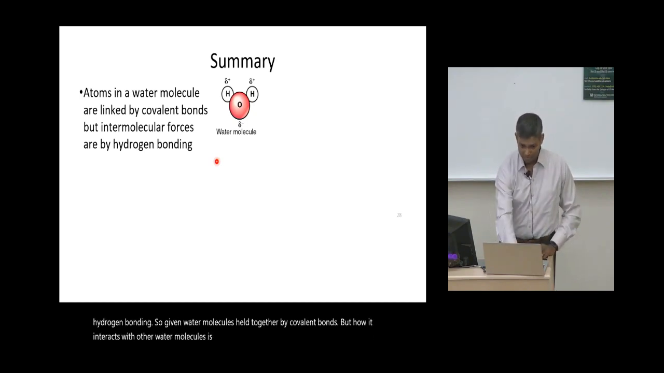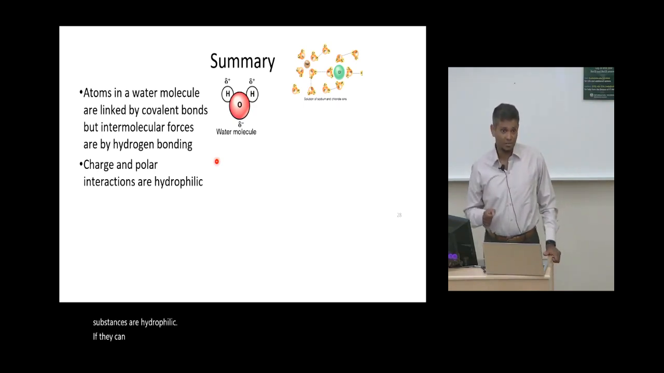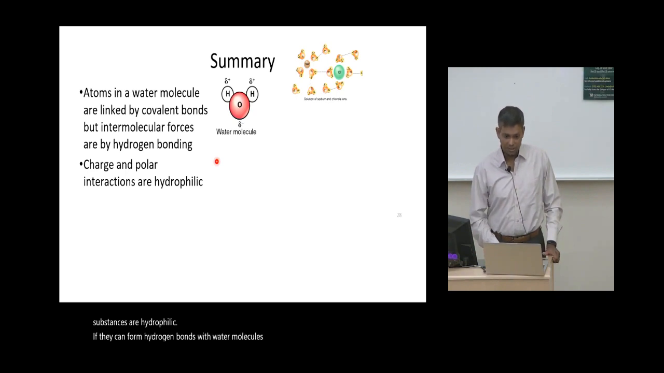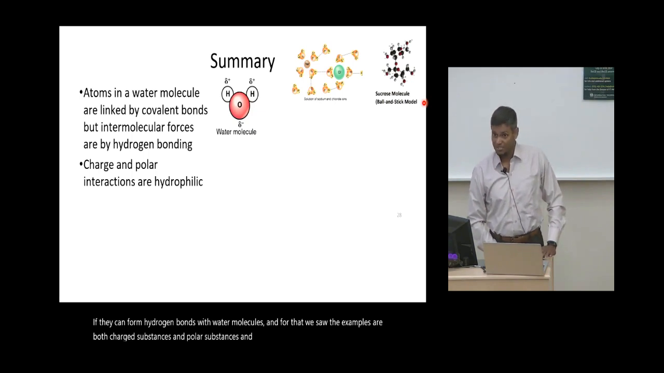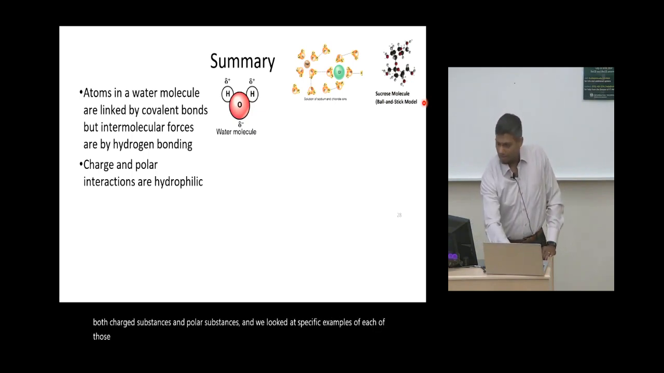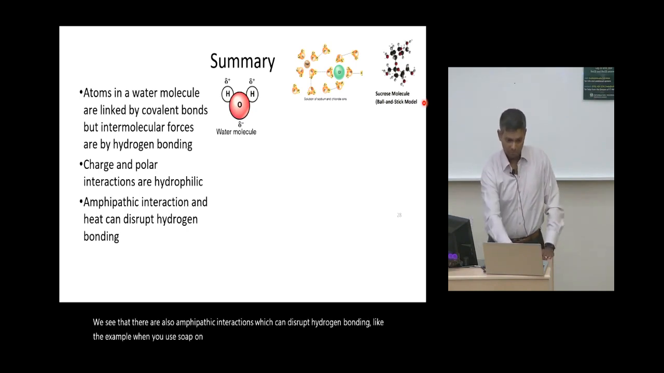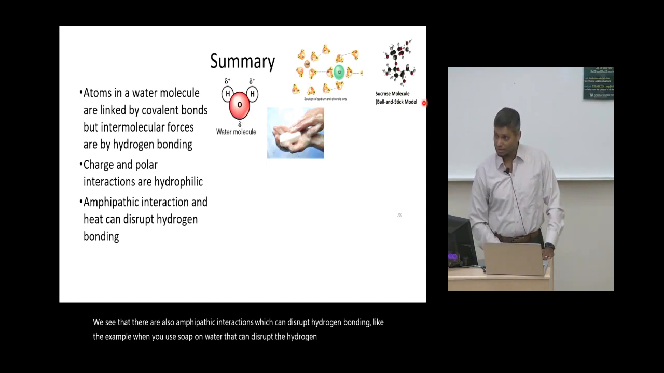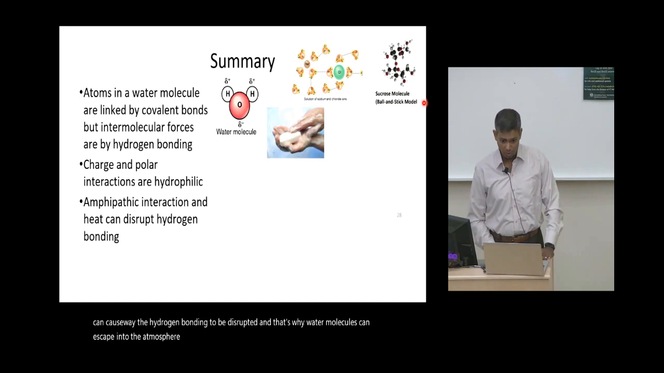But individual water molecules, how they interact with other water molecules is through hydrogen bonding. We also see that some substances are hydrophilic if they can form hydrogen bonds with water molecules, and for that we saw the examples are both charged substances and polar substances. And there are also amphipathic interactions which can disrupt hydrogen bonding, like when you use soap on water, and also heat can cause the hydrogen bonding to be disrupted, and that's why water molecules can escape into the atmosphere when you boil water.